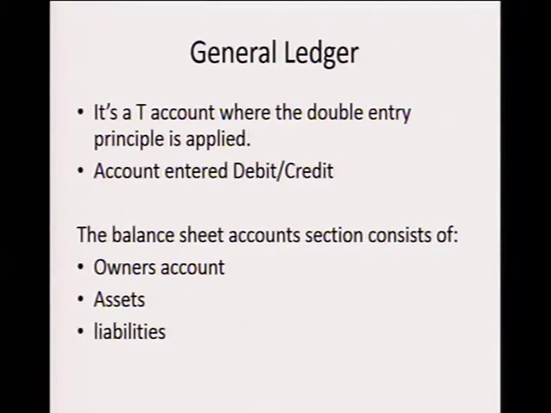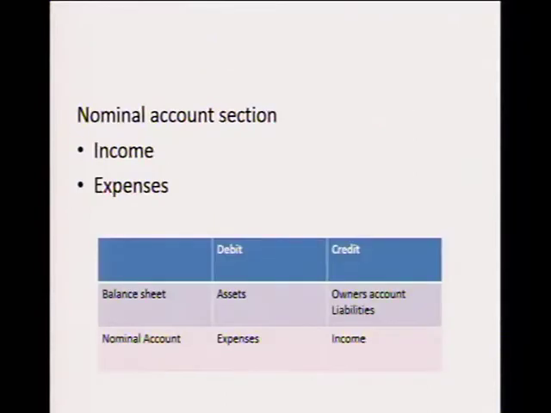The general ledger is a T account, as we know, where we are now trying to complete the double entry principle. As we know, for every debit entry there must be a credit entry. Very important, we have 5 groups of accounts. It is very important to know what we find in the balance sheet account section. That is where we find the owner's equity account, the assets, and the liabilities. And in the nominal account section, that is where you find the income and your expenses.